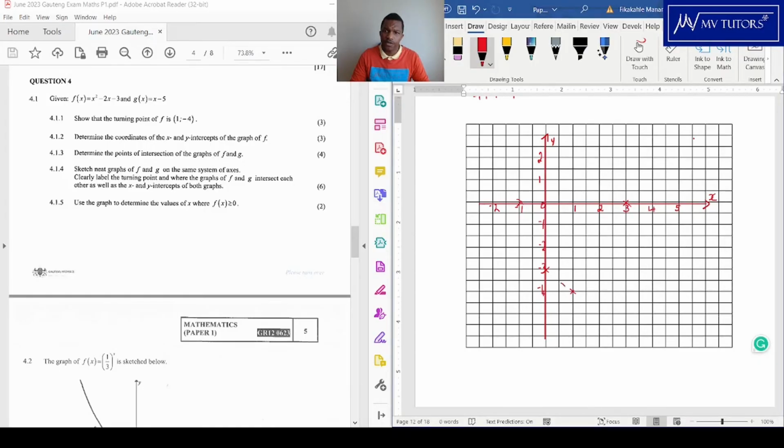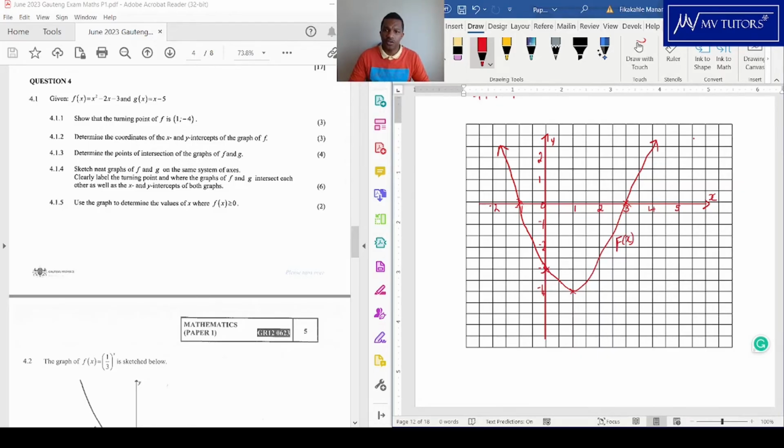All we have to do now is join these points. Remember, this is a turning point right there, so it turns there, goes all the way up, continues, and then passes there as well, and goes all the way up. Okay, and this is the graph of f of x.